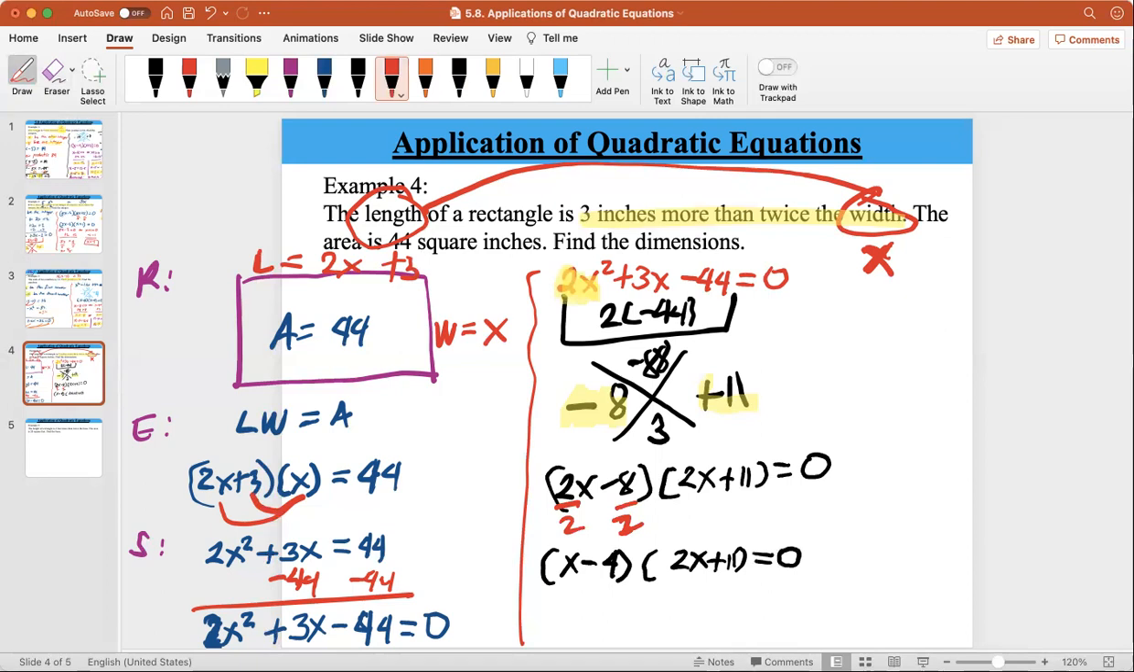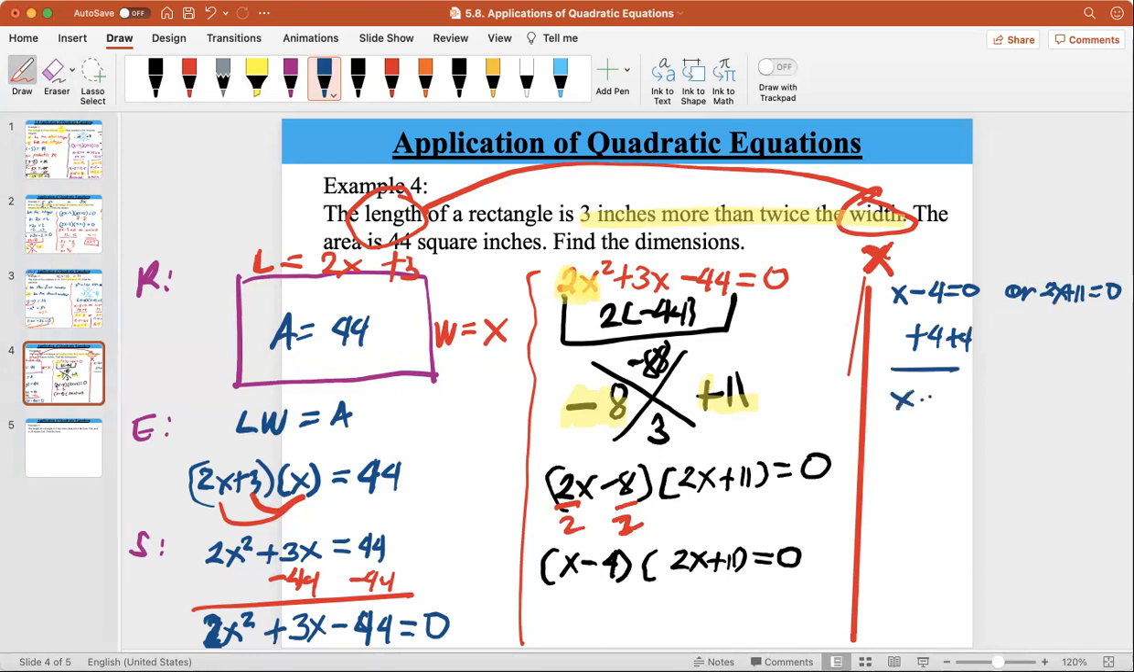Now solve for x. So you'll have x minus 4 equals 0, or 2x plus 11 equals 0. Solving for x in the first equation, we add both sides by 4, x equals 4. How about the other one? Minus 11, we have 2x equals negative 11. When you divide this by 2, x equals negative 11 over 2.